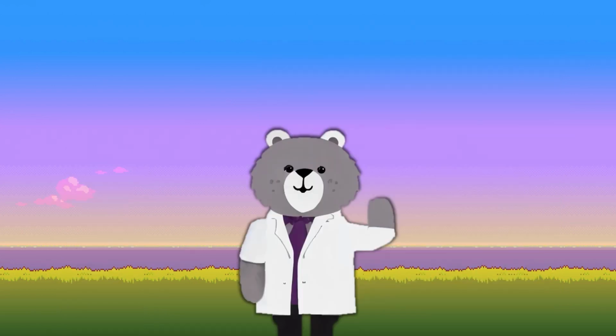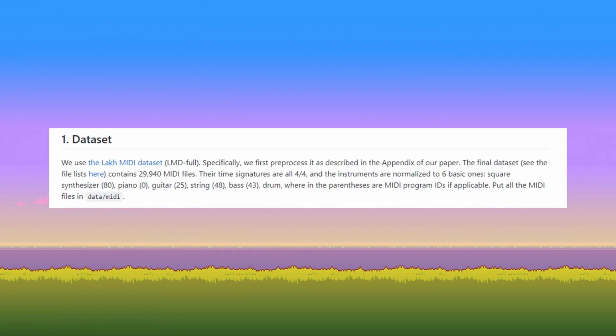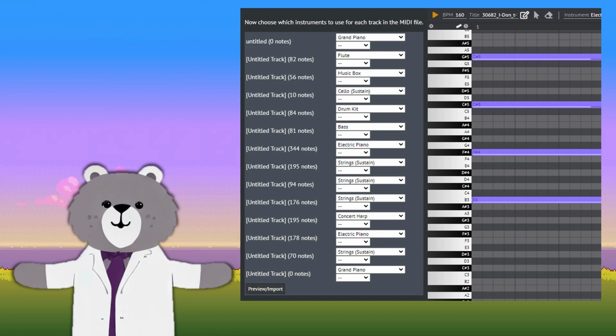Now that we have our model and we have our training data, let's talk about some data normalization steps. To continue to train this model from its pre-trained checkpoint, we'll need to break down our MIDIs to the same token format used by our pre-trained model. Unfortunately, this model has a slight quirk. It was only trained to generate using 6 instruments. The model only considers grand piano, 8-bit square synthesizer, acoustic guitar, string ensemble, bass, and drums. Unfortunately, our MIDIs contain a lot more instruments.